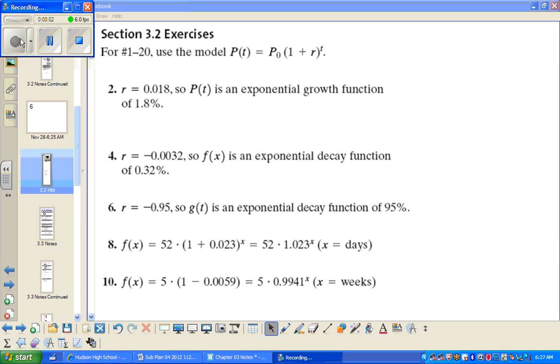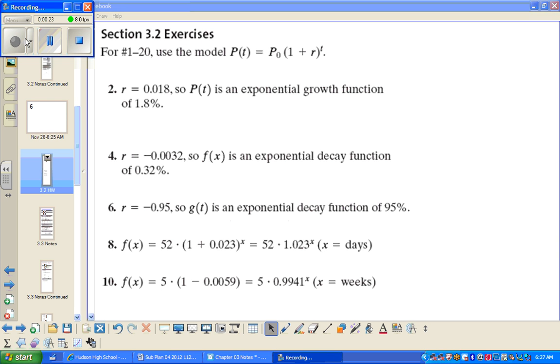Well, welcome back, everybody. We're going to start the day by going over answers to your 3.2 assignment from last Tuesday. So here I have some listed. I'll go over a couple examples that you might have questions on.